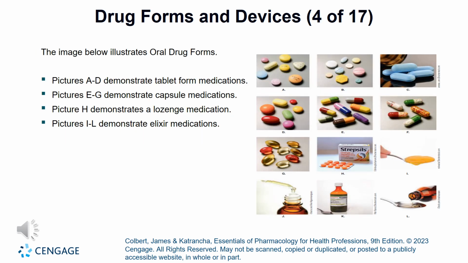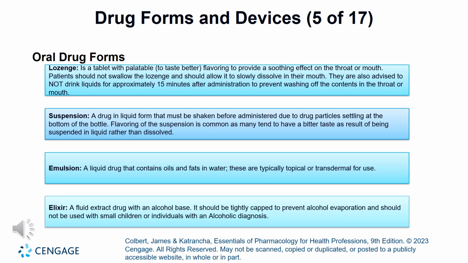This image out of the book or ebook, Figure 4.1, illustrates oral drug forms. As you can see, pictures A through D are your tablet form medications. Pictures E through G are your capsule medications. Picture H is a lozenge medication, and pictures I through L demonstrate elixir medications.